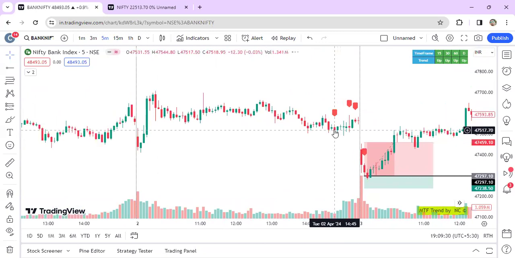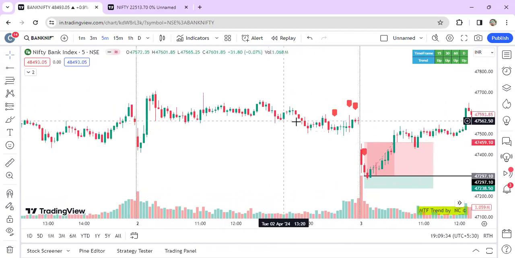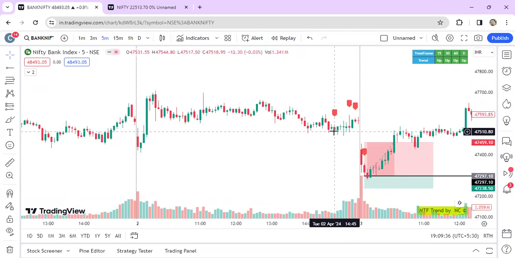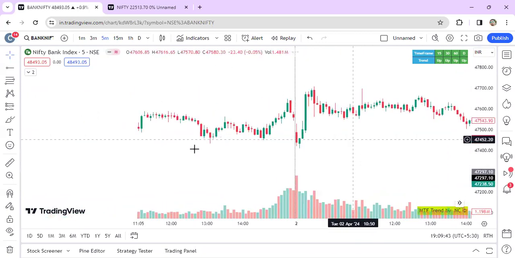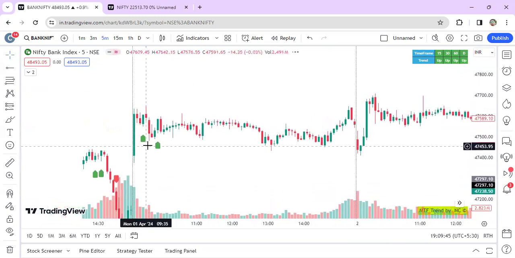Next day, see, a sell signal is generated at 2:45. And the whole day there is no signal. So there is no point of entering into a trade at 2:45. So we'll be avoiding trades on that particular day.